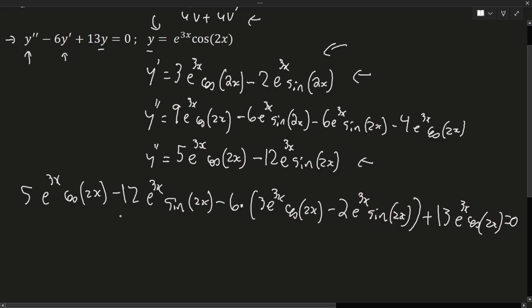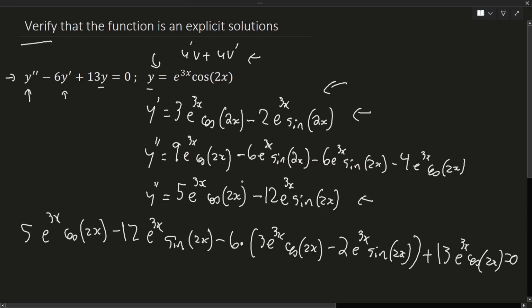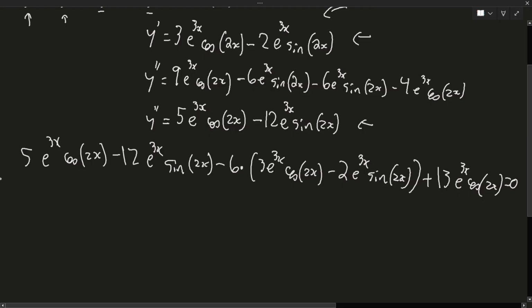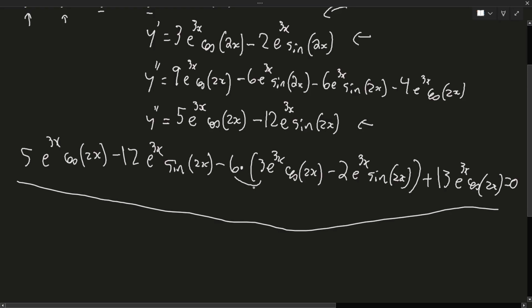Now, I'm not going to deal with all of this because whenever it says verify, literally 99% of the time this equation should be true. It's just your professor checking if you know what you're doing, okay? So once you distribute the 6 over here and you add and subtract all the cos and sin 2x terms, you're going to get 0. And that's it. That's your first chapter.